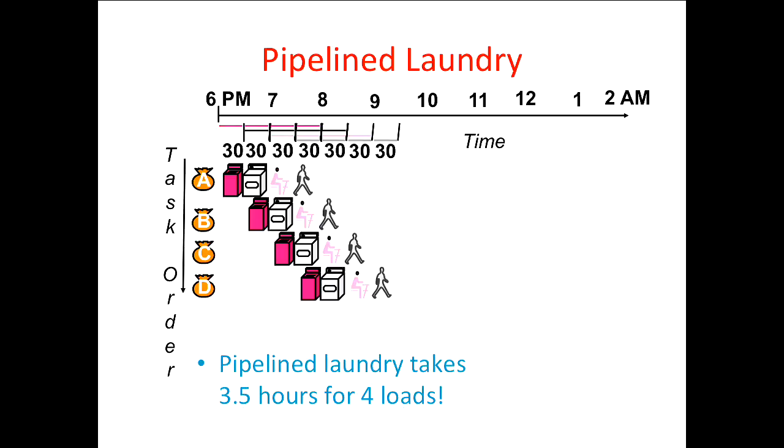Instead of doing all of one before you start all of the next. What you're taking advantage of is the fact you have these different resources, the washer and the dryer, that you can have 2 different loads using those 2 different machines at the same time, right? That's parallelism. This is a form of parallelism. It's one of the most important ideas in computer architecture.